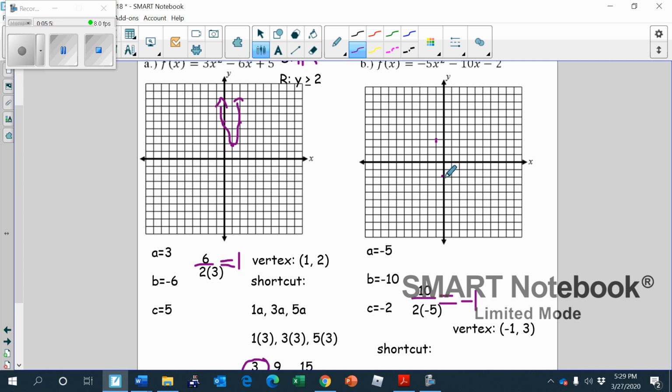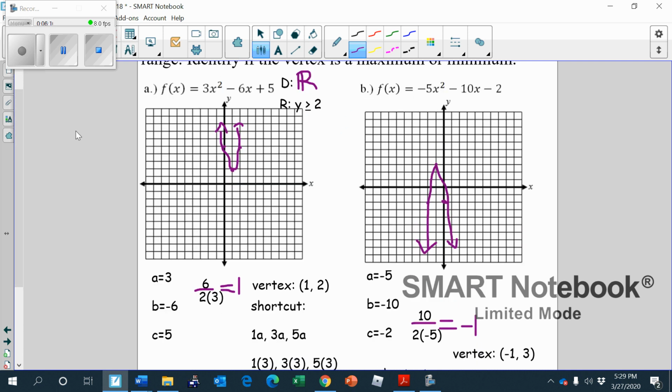And of course, we do the same thing on the other side of the vertex. So down 5 to the left 1. Great. And that's good because now our graph opens down. It's going to be pretty skinny because our A is -5.